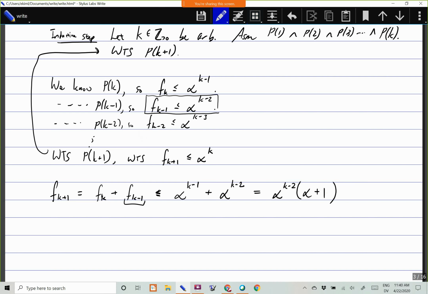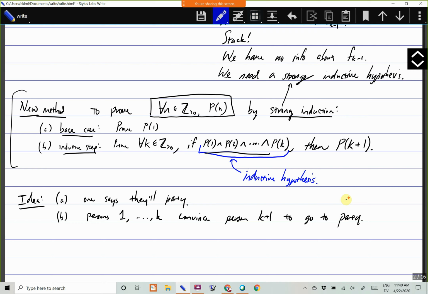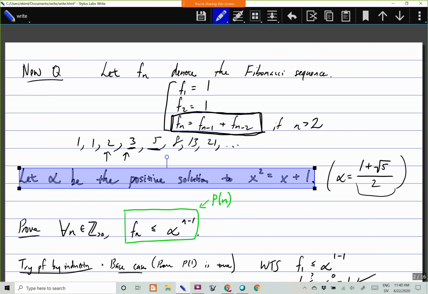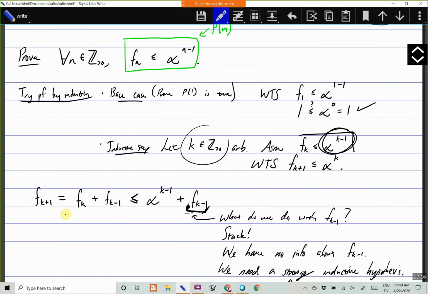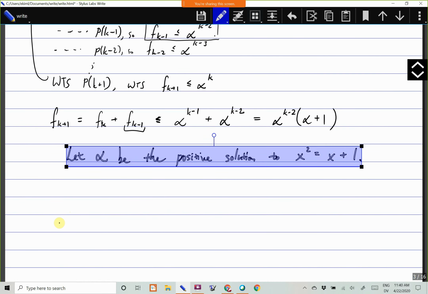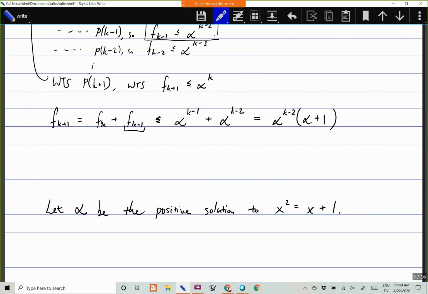I also want to remind you of a thing we said a while back, so excuse me while I scroll for just a moment and grab how alpha was defined. Alpha was the positive solution to this equation. I'm going to just paste this down here so that we can stare at it. Just a reminder that alpha is the positive solution to this equation.